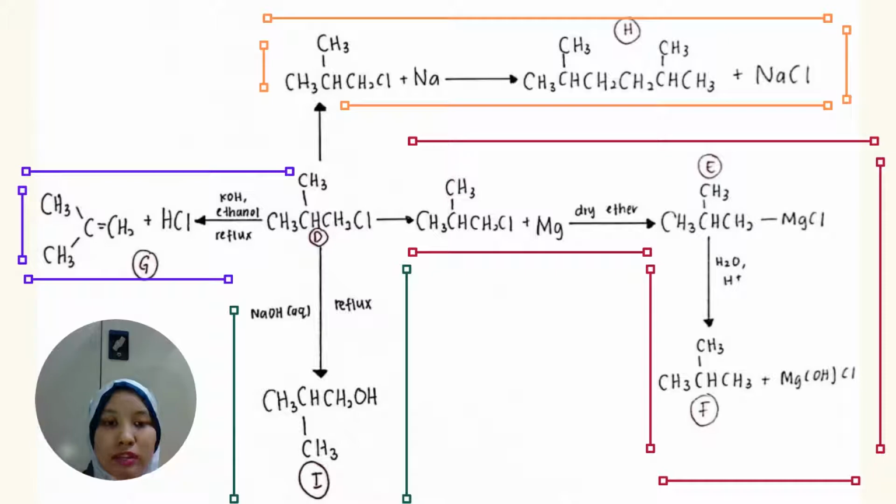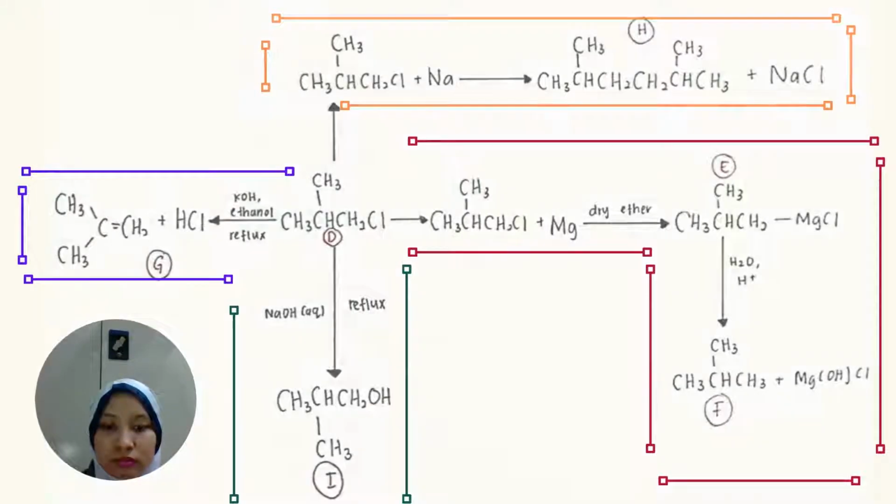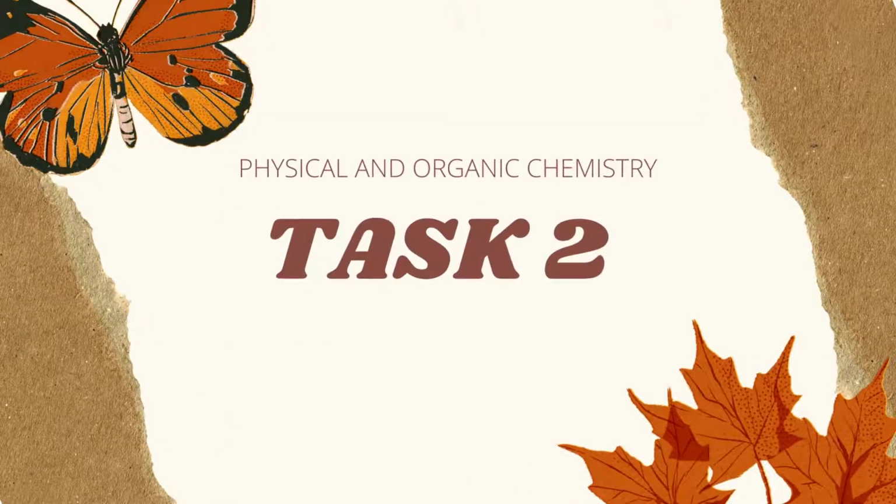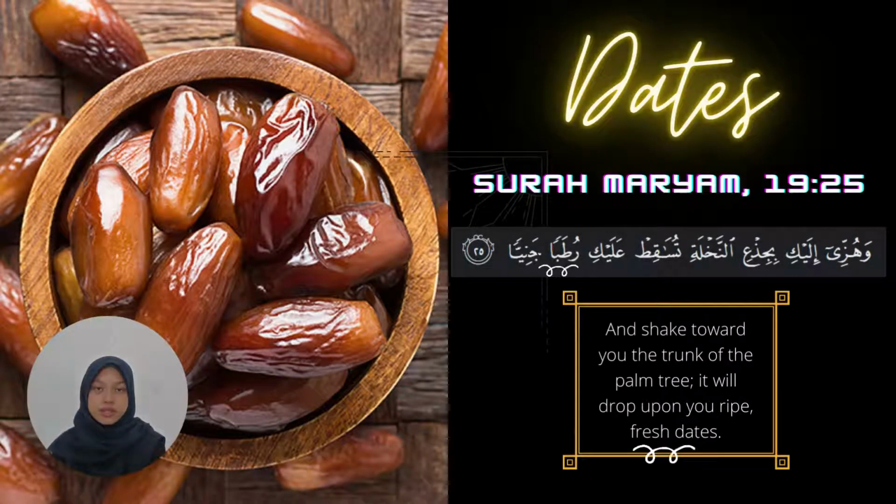Next, we look at the green lines. Hydrolysis of 1-chloro-2-methylpropane with aqueous sodium hydroxide solution under reflux produces alcohol I, which is 2-methylpropanol. Next, let's proceed with Task 2. The plant that our group has chosen is dates.